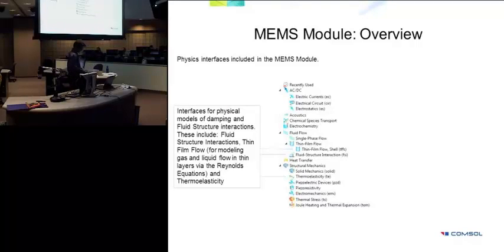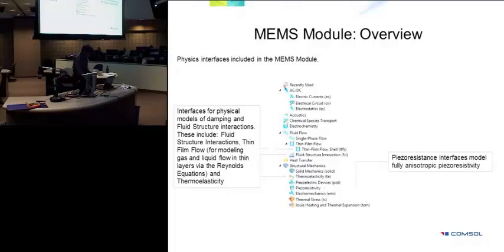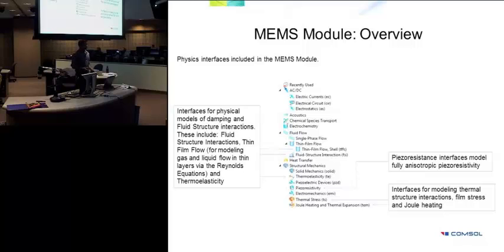Then you have a thermoelasticity interface for thermoelastic damping, which is basically losses introduced due to heat conduction when a material is subjected to local compression and local expansion. Piezoresistance is somewhat similar to piezoelectricity, but not quite. I'll explain that later on as well. There are interfaces for modeling thermal stresses, Joule heating, and thermal stresses and Joule heating together.